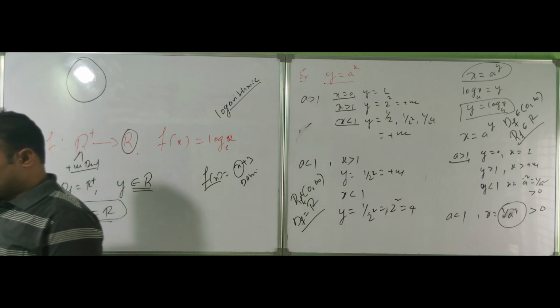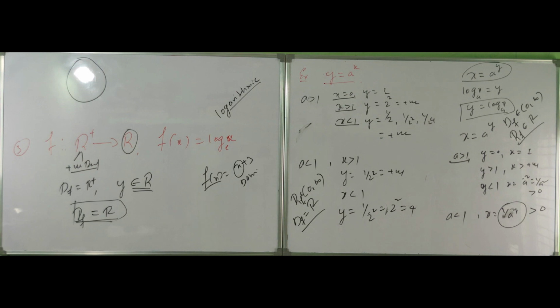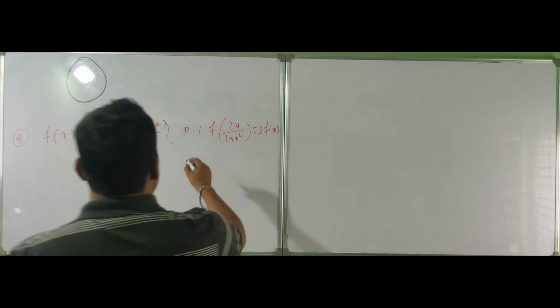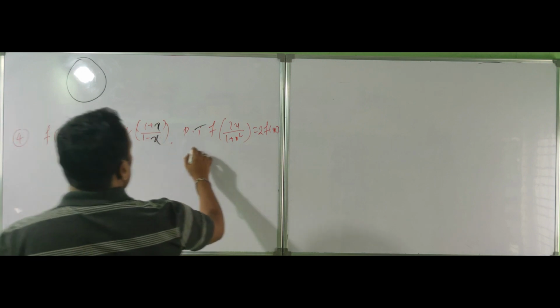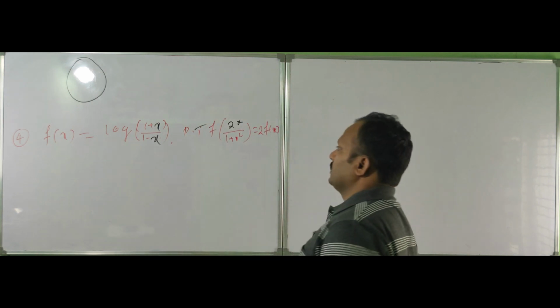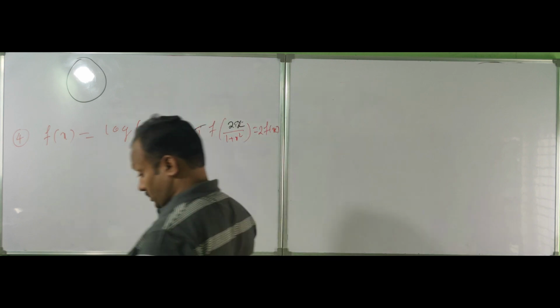Next example. The next question is: f of x is equal to log of (1 plus x) divided by (1 minus x), and prove that f of 2x by 1 plus x square is equal to 2 into f of x. Prove that. These are x's only, and these are 2x over 1 plus x square. Prove that f of 2x by 1 plus x square is equal to 2 f of x.